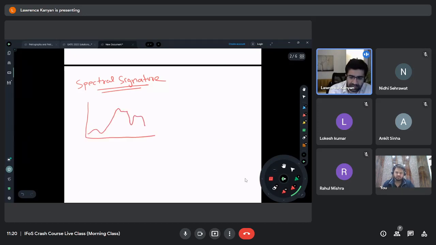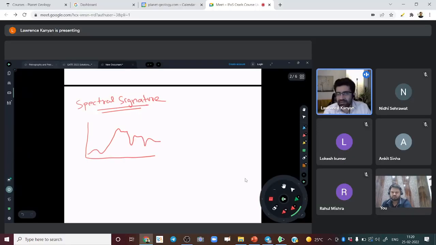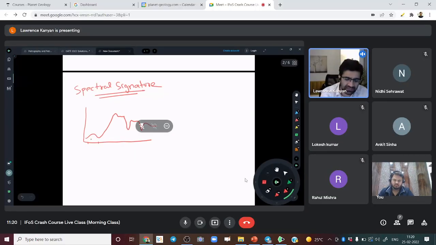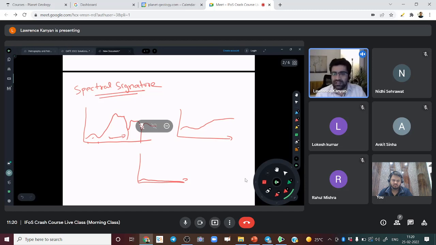For example, this will be for vegetation. You don't have to be very exact. Roughly you should know that this is the visible part, this is the near infrared part, and these are the water absorption bands. Soil, I think, is also a little bit like this. And water is very simple. Water is just like this. It absorbs everything.